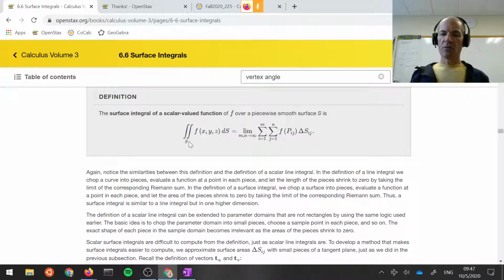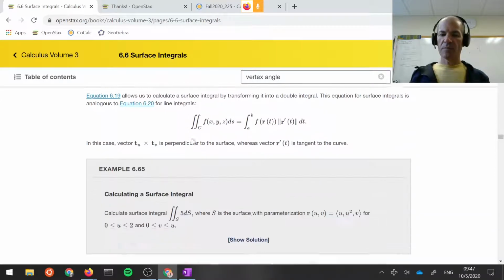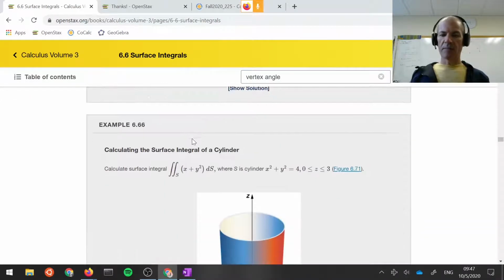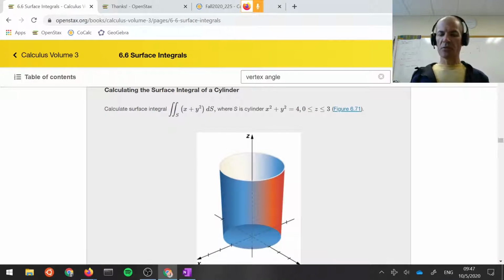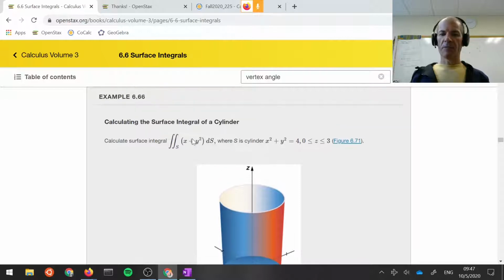To compute this surface integral, which is a symbolic object, it needs to be converted into a double integral that we can actually calculate. To do that, we parameterize the surface and then compute the magnitude of r_u cross r_v. Let's walk through that for this particular example. Calculate the surface integral of this function times dS over the cylinder x squared plus y squared equals 4, where z goes from 0 to 3.